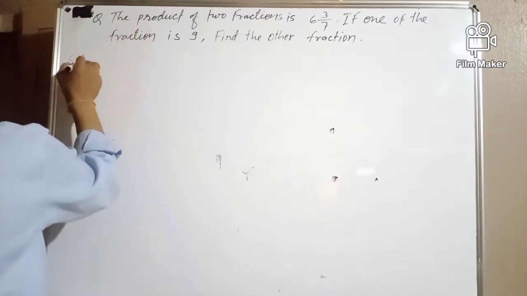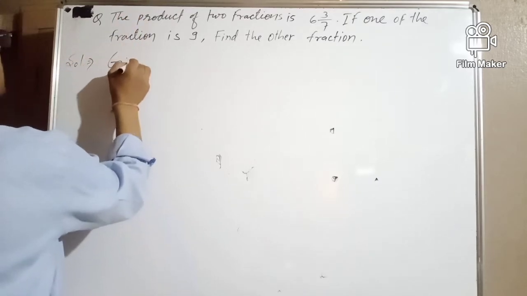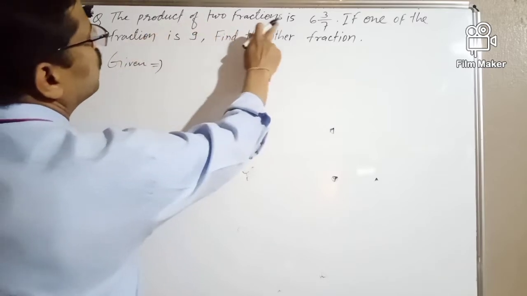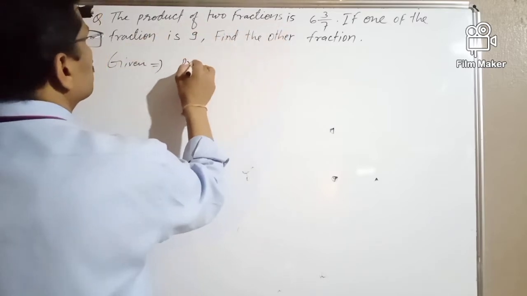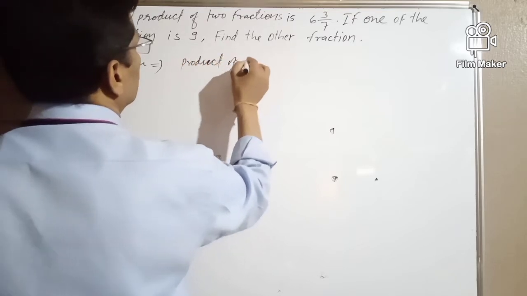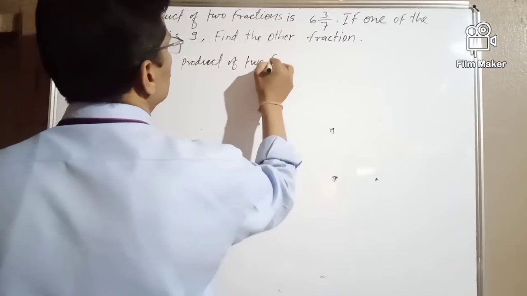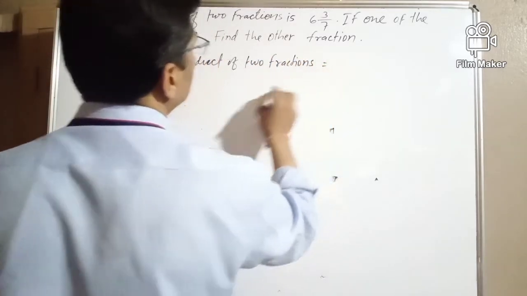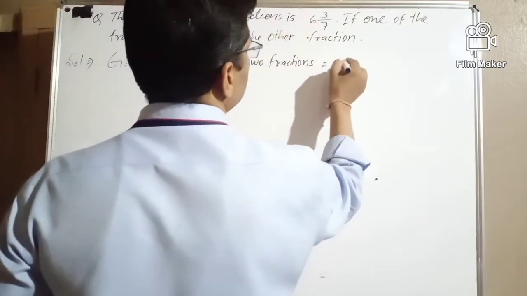We can write here, solution. What is given, that information we have to write. Given: product of two fractions. What is the product of two fractions? 6 whole 3 upon 7.